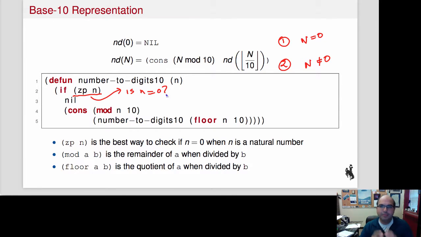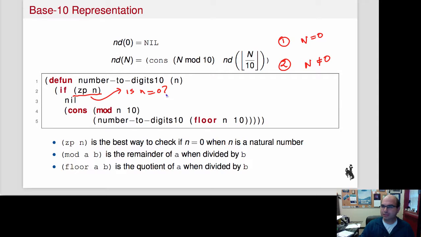ZP stands for zero predicate. ZP is the way to check whether a number is 0, particularly where we're expecting it to be a natural number. So ZP of 5 is false, ZP of 1 is false, ZP of 0 is actually true. And I don't want you to dwell on this, but ZP of anything other than a positive integer is true.